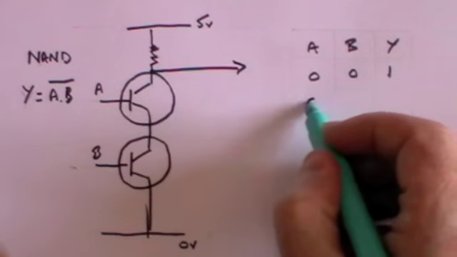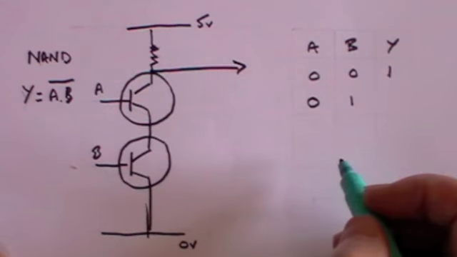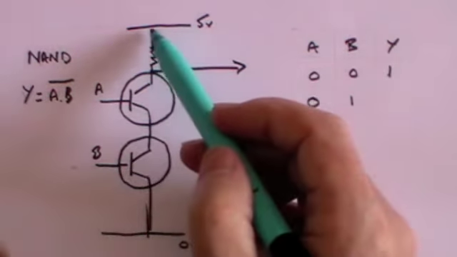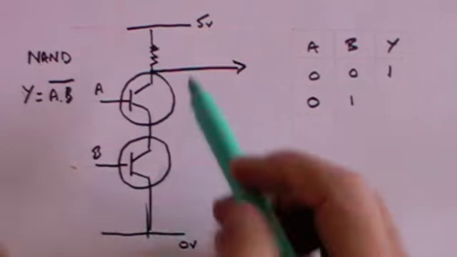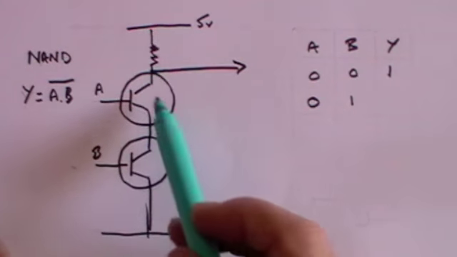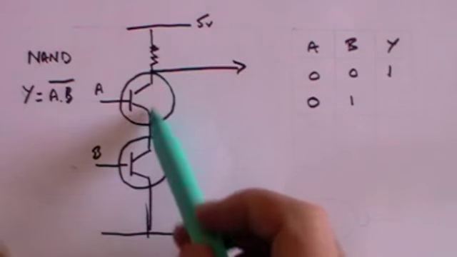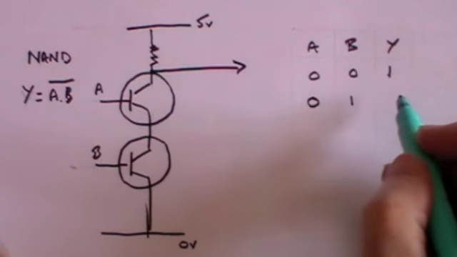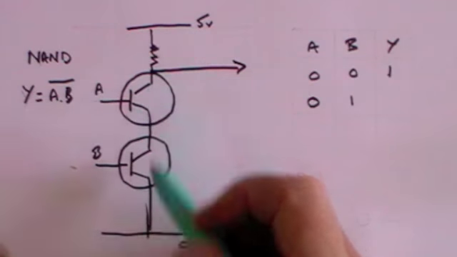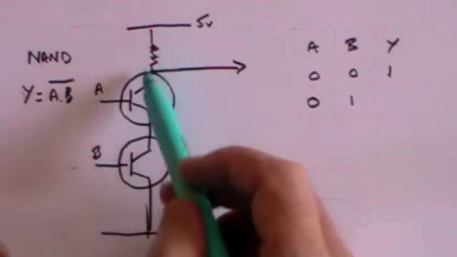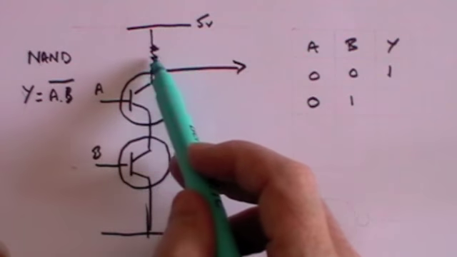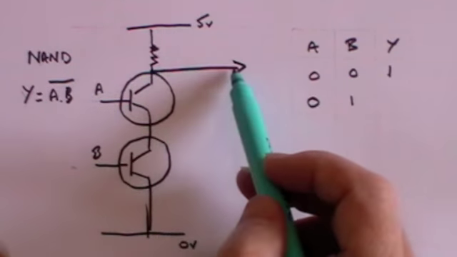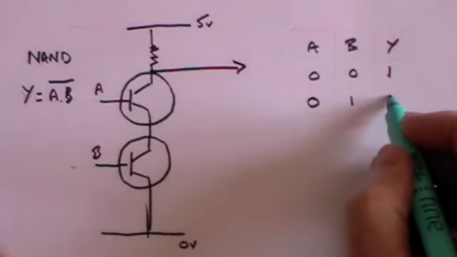What happens if A is 0 but B is a positive voltage? Well, the current still can't get down because it can't even get past the A transistor, let alone go through the B one. And so consequently, there's no current flowing right the way down. The current will flow this way. There will be a voltage drop across the resistance, but there'll still be a voltage here.